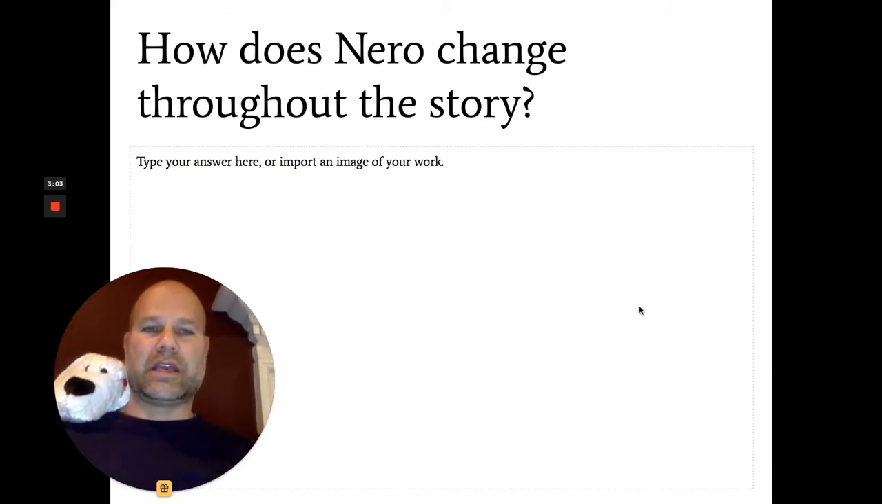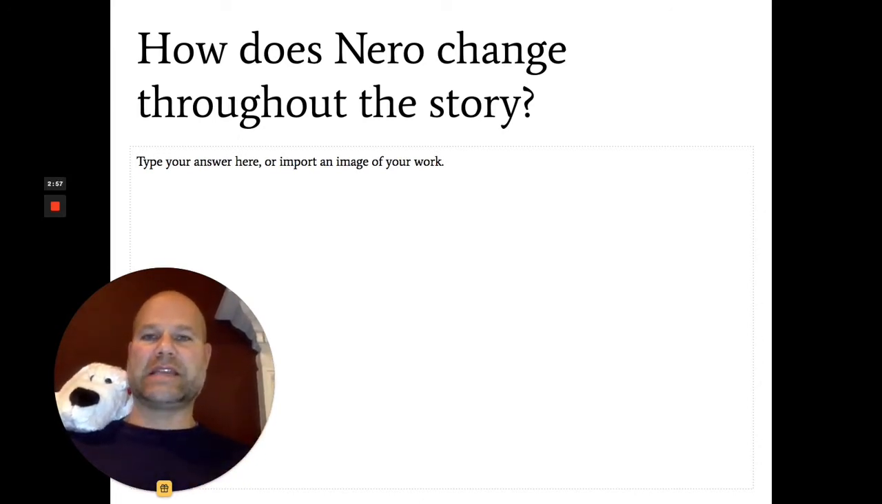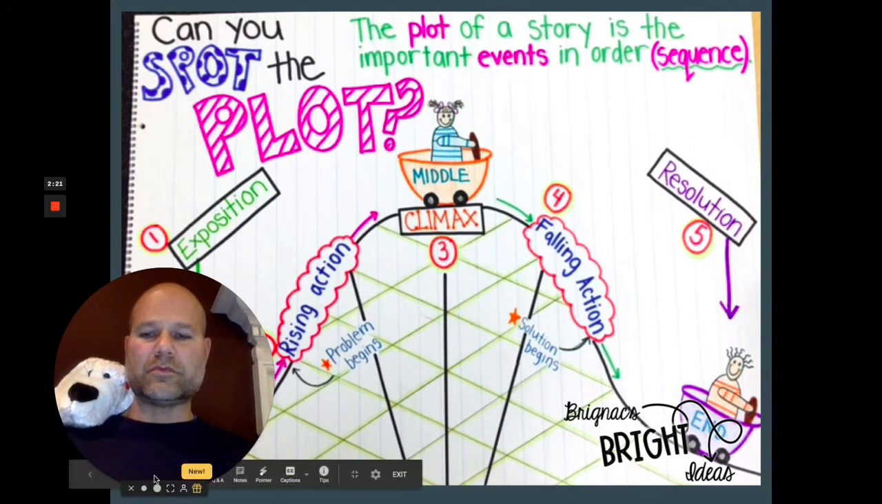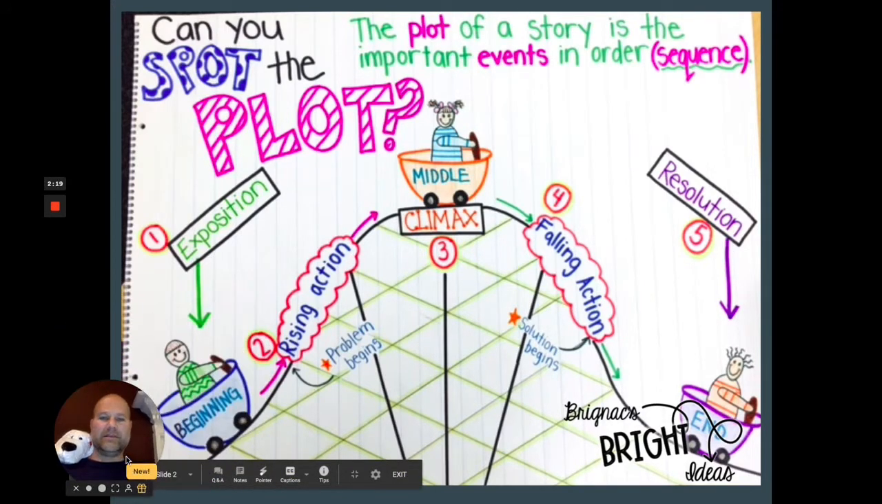What I want you to do today is listen to me read the story. You can go back and reread text from the story. I want you to use information from Nero the Zero to answer this question and talk about how Nero changes. In order to help you today answer this question, how does Nero change, I put in this slideshow an image of a story plot, or how to plot a story, how to take a story and identify its parts. So how do stories work?